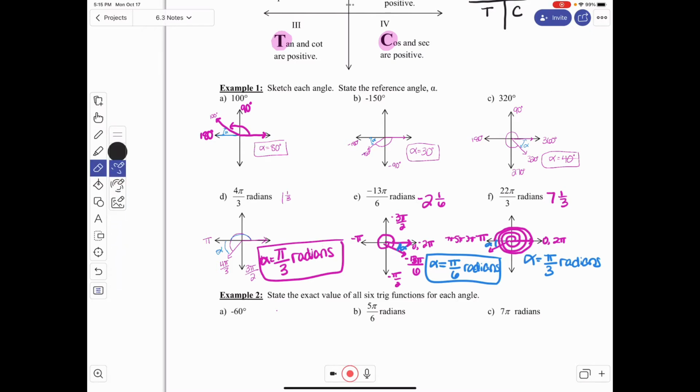Let me redo that. I was counting too many times there. I wasn't counting my 2 on the other side. So let me start that over. So there's 1, 2, 3, 4, 5, 6, 7, and then there's my angle. Let me draw my alpha right there. Okay.